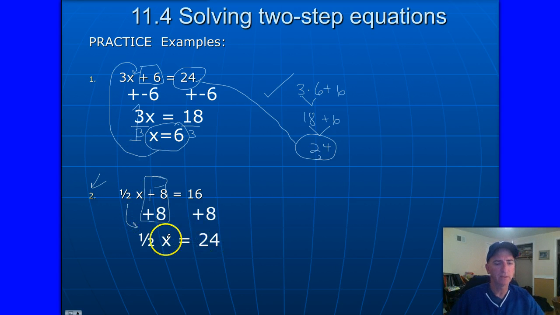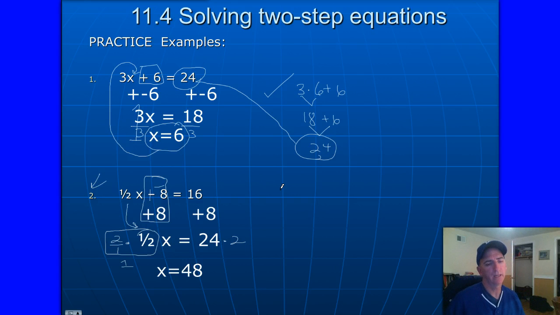All right, now here's a reciprocal problem. You're going to multiply that times 2 over 1, because that will make this turn into 1. So you have to do the same thing over here. You have to multiply that by 2. You end up with 1x is 48, because 24 times 2 is 48.